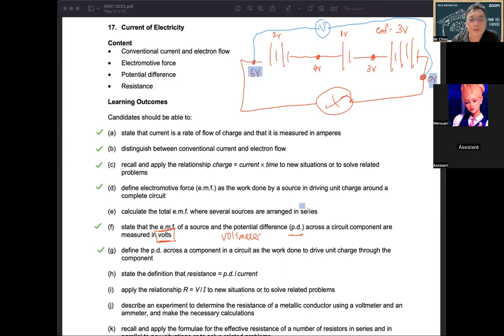So when you arrange them in series, you just add them together. 3 plus 1, plus 2. You just add them together, you get 6 volt. So when the sources are arranged in series, you just add them together. Is that clear? Are you clear about this?